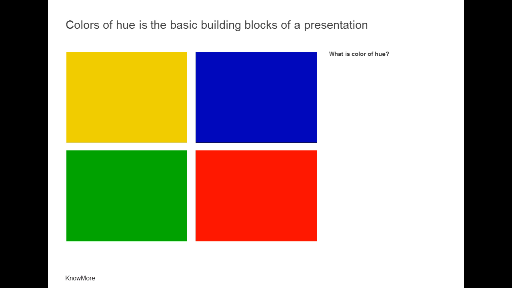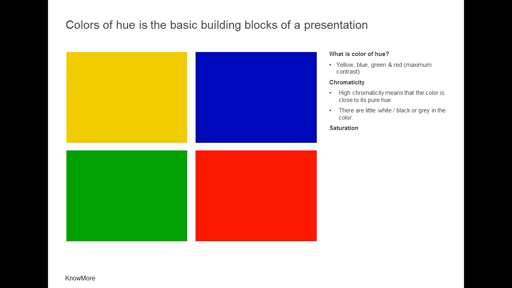Colors of hue are the basic building blocks of color. On one hand we have yellow and blue, and on the other hand we have green and red. Both of these sets of colors have the maximum amount of contrast between them. Chromaticity refers to how closely the color we're looking at is to its pure hue. If we're looking at a color where only a little bit of white, black or gray has been mixed into it, it means that it has a high chromatic number and it's close to its pure hue.